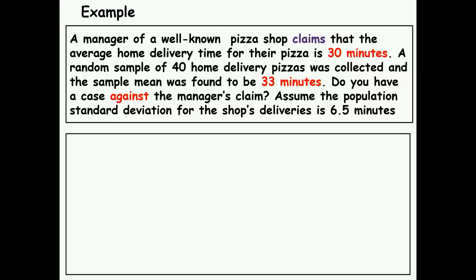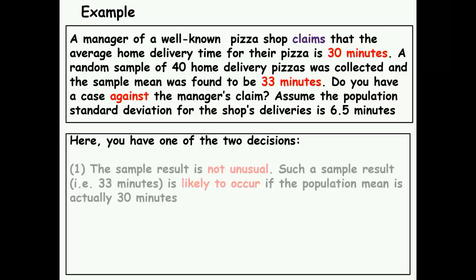Now there are two cases, two possible decisions. One, the sample result, 33 minutes, is not unusual. You would say that it could happen. If he said 30, a sample of 33 could happen. Such a sample result is likely to occur. So probably what he is claiming is correct.